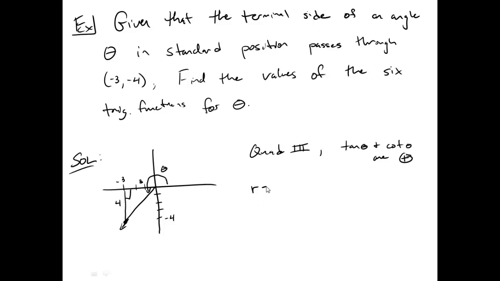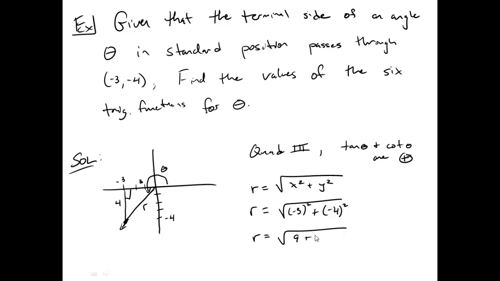And to find r, to find this radius, the hypotenuse, all I'm going to do is take the square root of x squared plus y squared, which really means r is equal to the square root of x squared, which is negative 3 squared, plus y squared, which is negative 4 squared. Make sure you got the parentheses around it. So we get r equals the square root of 9 plus 16, which equals the square root of 25. So r equals 5. And I'll continue this on to the next page.